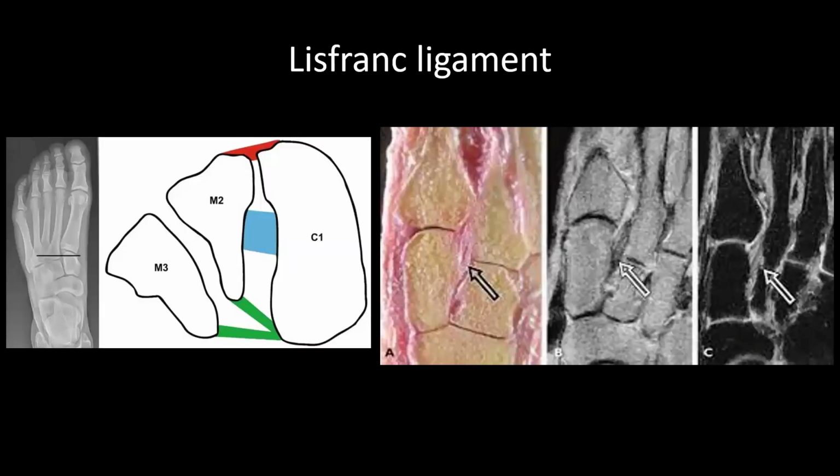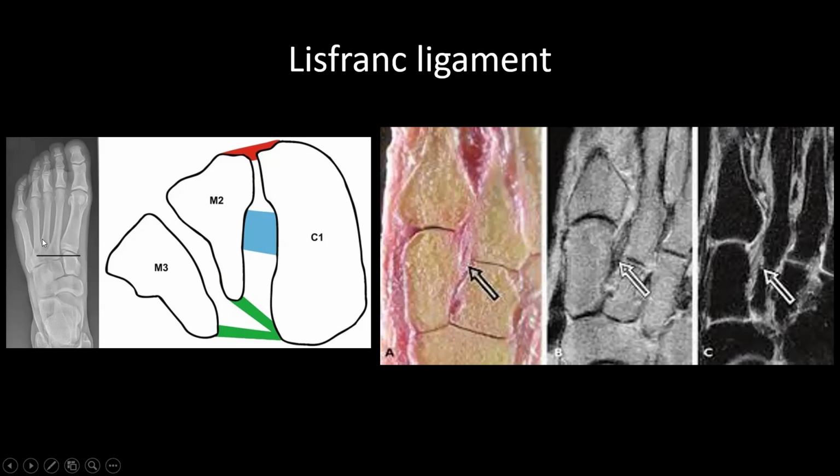Lisfranc ligament is very important in maintaining the integrity of Lisfranc joint. So we have two important joints in the foot, that is Lisfranc joint and Chopart joint. Lisfranc joint is basically between the base of metatarsals and the distal row of the tarsal bones. So basically it is tarsometatarsal joint. Chopart joint is the joint formed between the hind foot and the midfoot. So that is talonavicular and calcaneocuboid joint.